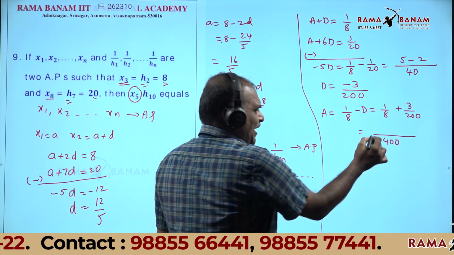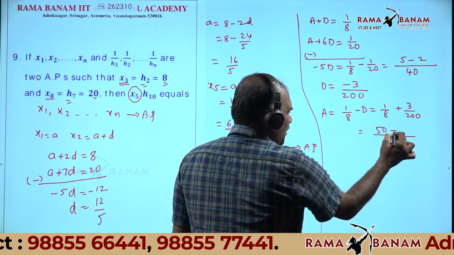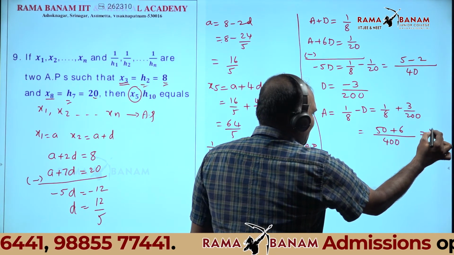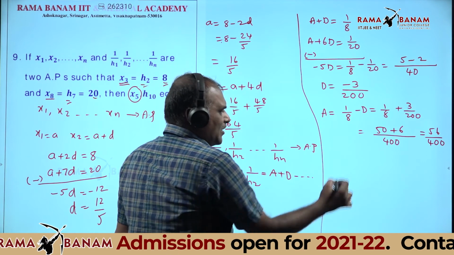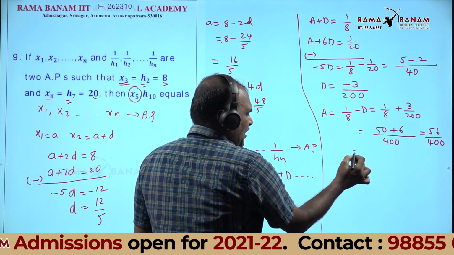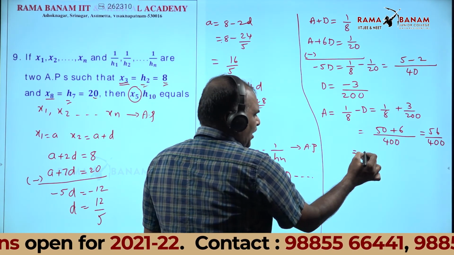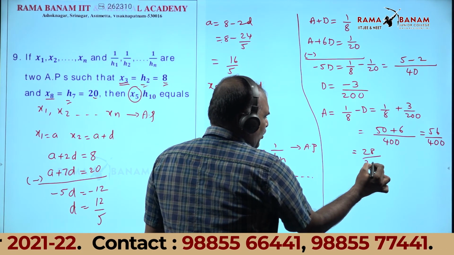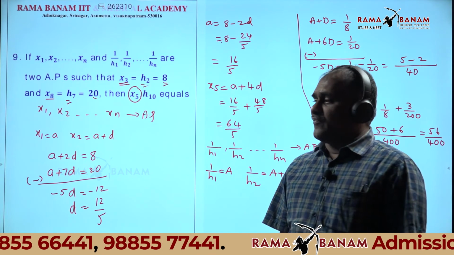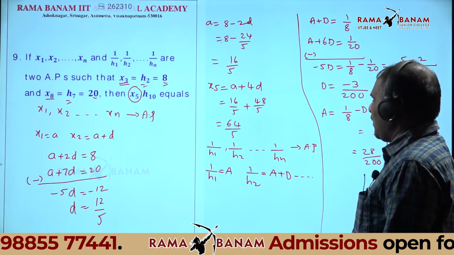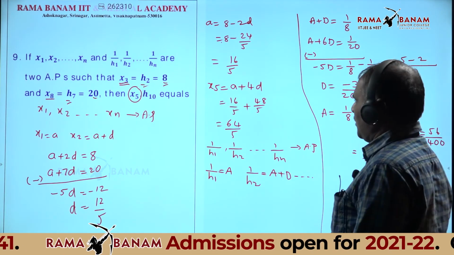8 five times, here 50 plus 6, you can get 56 by 400. That is equal to, here 4 cancels, 28 by 200 will be there. I can get the D value like this, the A value like this.